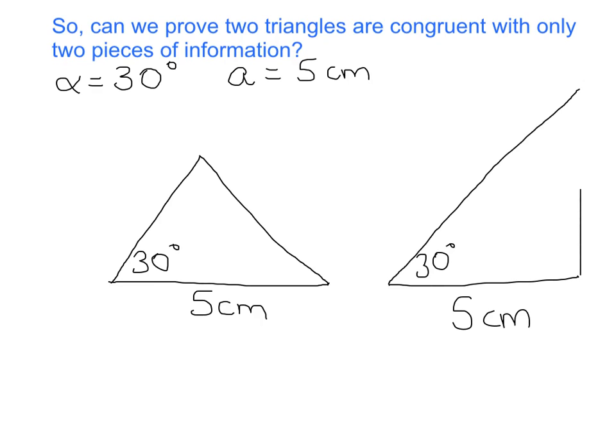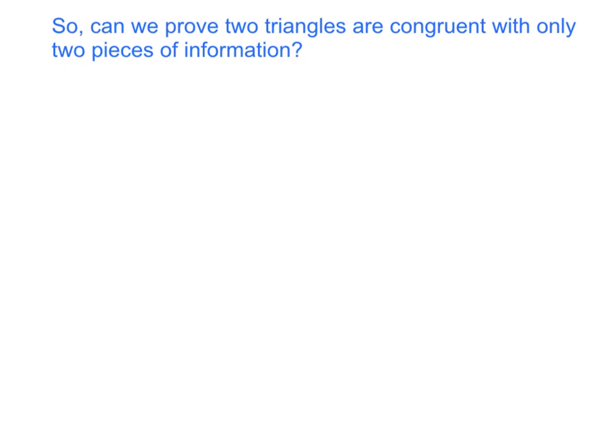Those two triangles still have the same information in them. They still match those two constraints that were given to us, but they are absolutely not identical to each other, which means that just having those two pieces of information is not enough to construct only congruent triangles, only identical triangles. The other one that we can test is if we know two side lengths.